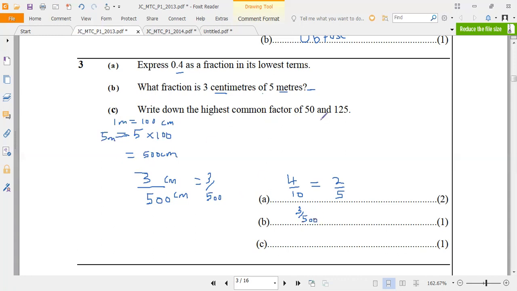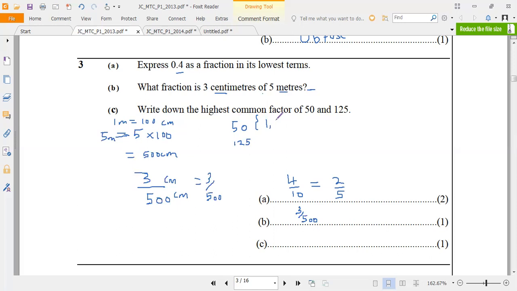Part C, write down the highest common factor of 50 and 125. Before you attempt this question, you have to first write down all the factors of 50 and all the factors of 125. So the factors of 50, we have 1. These are the numbers which we multiply to get 50.